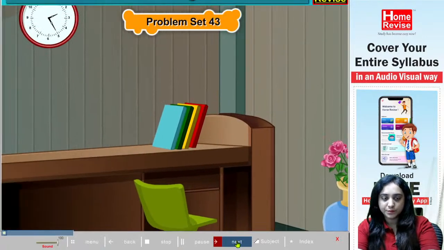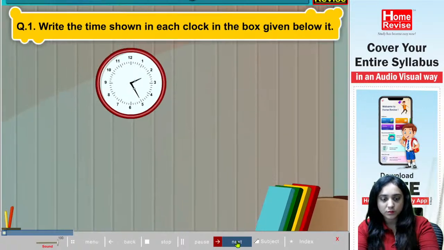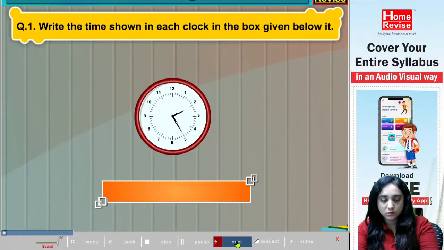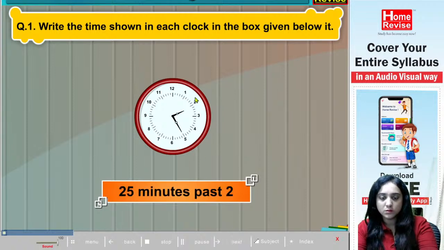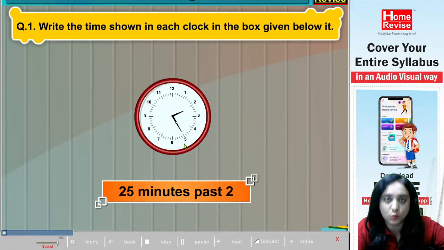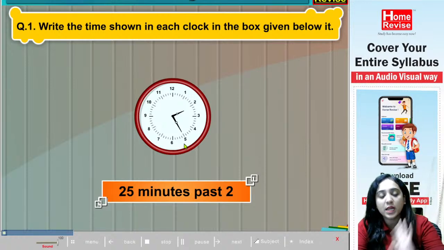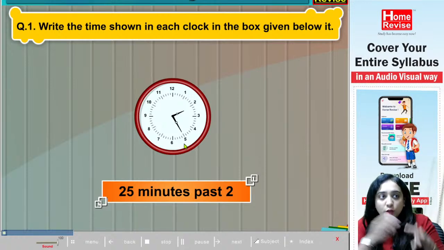Problem set 1. Write the time shown in each clock in the box given below it. 1. Time shown in this clock. 25 minutes past 2. Yes, now it is 25 minutes past 2.